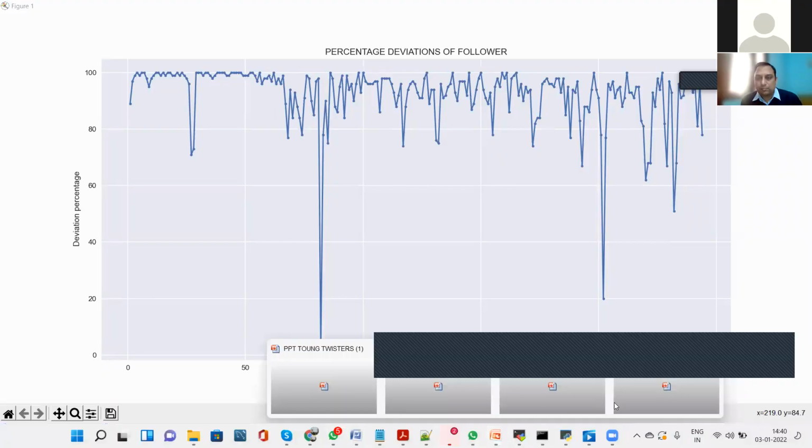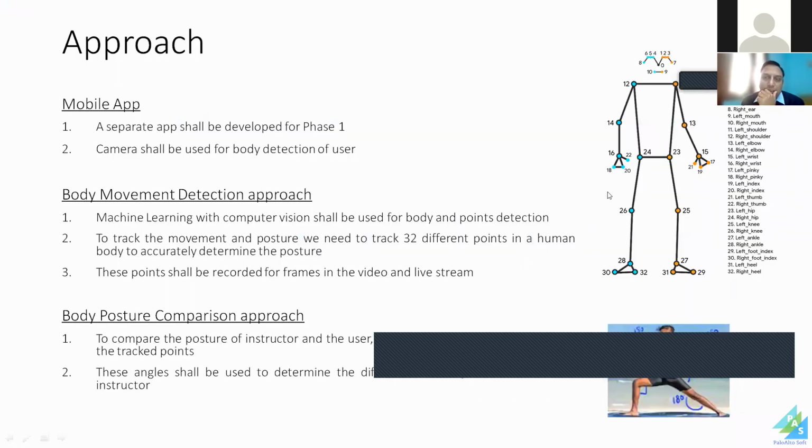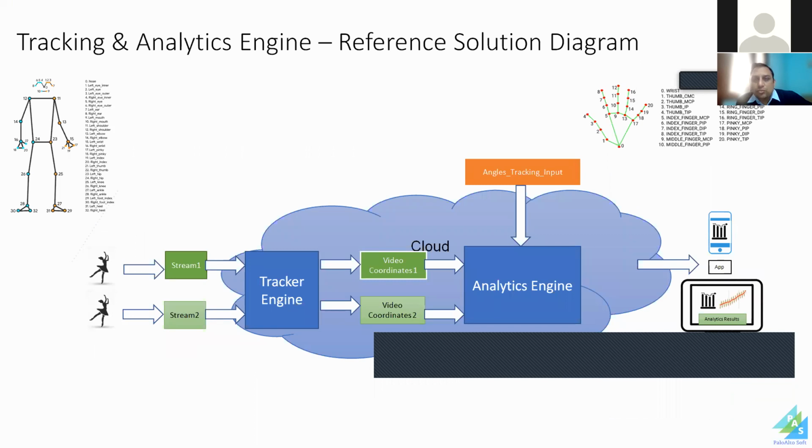So this is based on the comparison with the first video as a reference. Exactly. What we do here is, a video is a combination of frames. From each frame, we extract these data points, 32 data points as you see in this figure, and we track these coordinates. Basis these coordinates, we can track the coordinates of the human, or of the fingers if required.